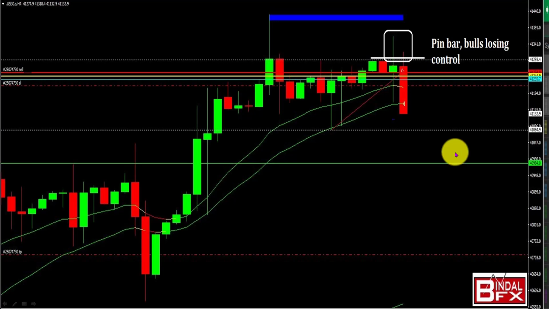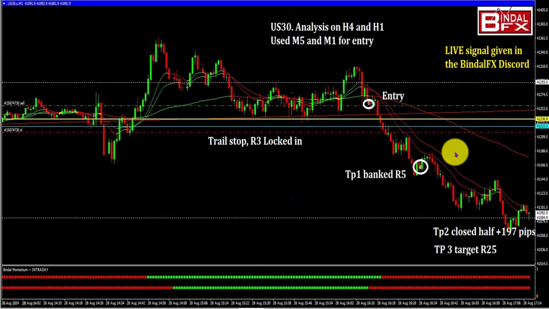And then I use M5 and M1 for entry. On that I have the proprietary BindalFX pivot points and Bindal momentum indicators at the bottom. I'm looking for confluences of indicators. Initially, as you can see, the price goes up, we have a failure, and it starts to go down. This was that tail which we saw on the higher time frame.